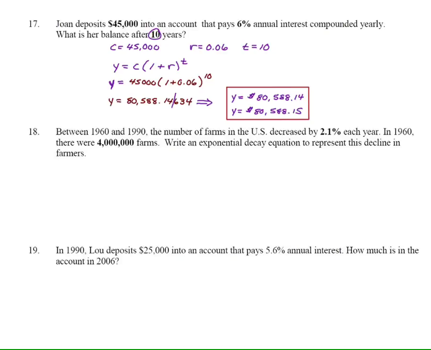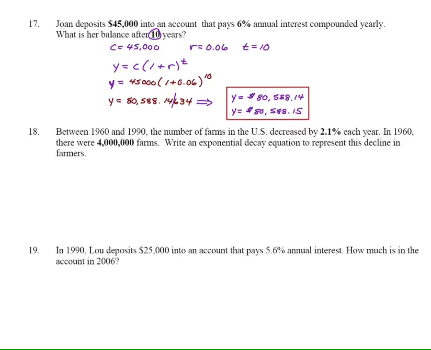So 18, talking about farms in the U.S. Make sure you read through the problem and identify each part. It says the number of farms in the U.S. decreased by 2.1% each year between 1960 and 1990. It said in 1960 there were 4 million farms. So starting in 1960 there were 4 million farms, then that number of farms goes down by 2.1% each year.